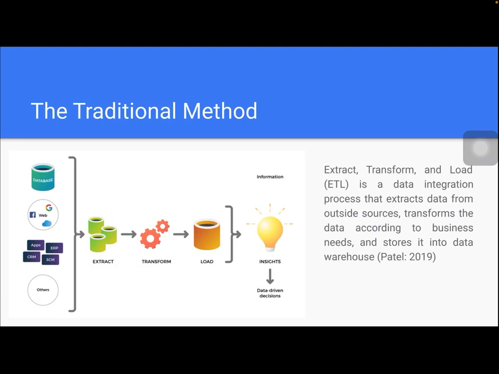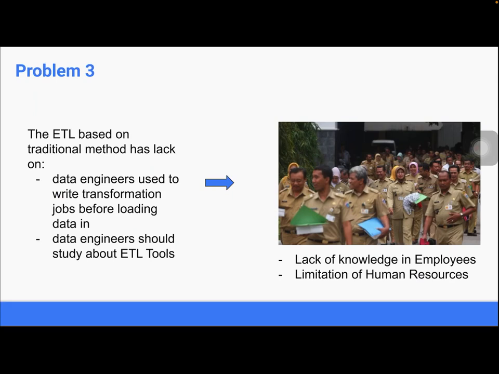But the traditional method is not working properly, because ETL based on the traditional method requires data engineers to write transformation jobs before loading data. And then the data engineers should study ETL tools. Data engineering actually is complex, okay? It is not as easy as talking about the data. We can mine the data, we can combine all the data, something like that. But actually this is more complex, okay?